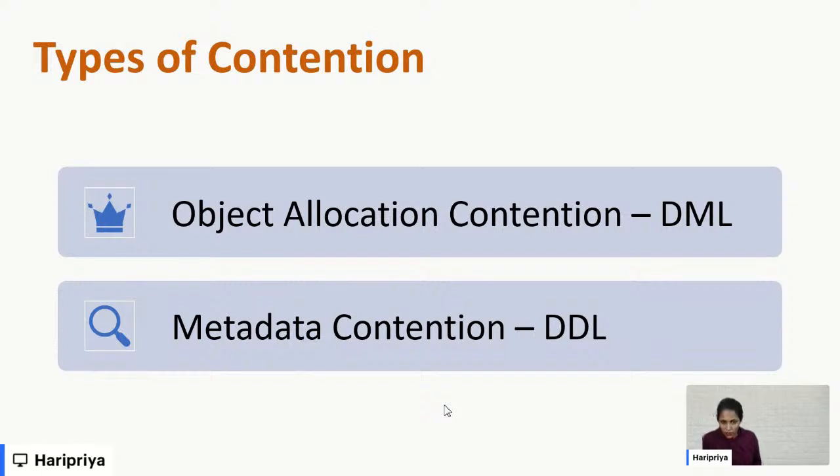We will be discussing two types of contention in detail, and I will be showing a demo for each of these. The first one is object allocation contention, which is of the DML type, and the second one is the DDL type, which is metadata contention.